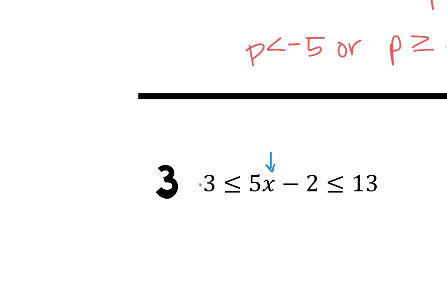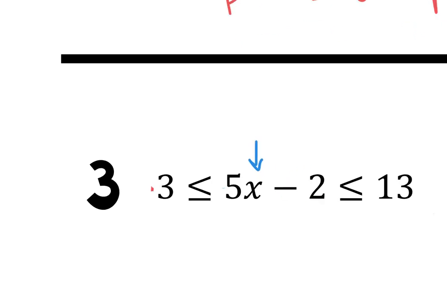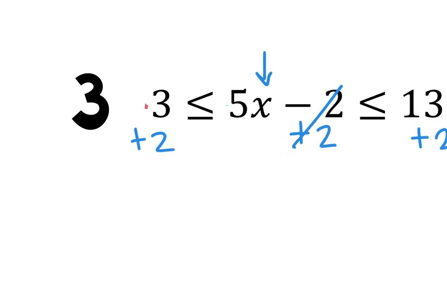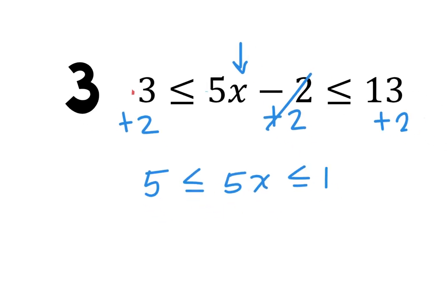Okay, so in the middle, if x is being multiplied by 5 and we're subtracting 2, then just like any other equation, we're going to undo that constant first. So we're going to add 2 to cancel it out, but we also need to make sure we add 2 to the 3 and to the 13. So that then we're going to have 5 is less than or equal to 5x, which is less than or equal to 15.